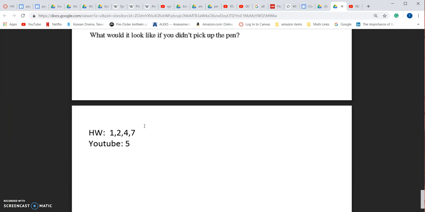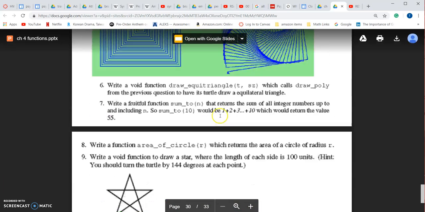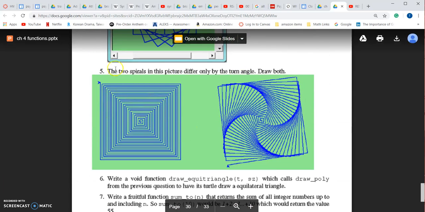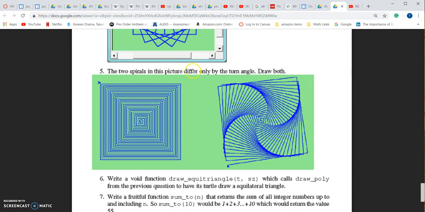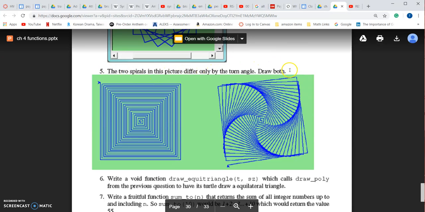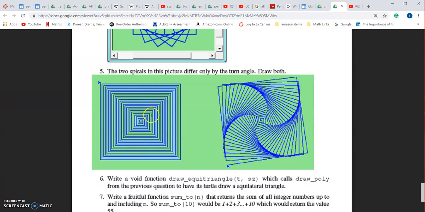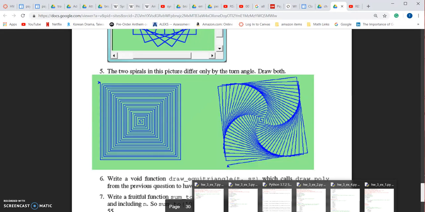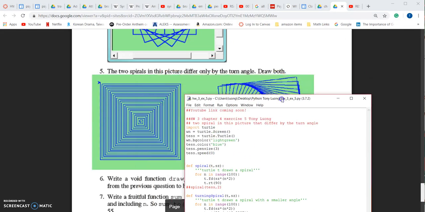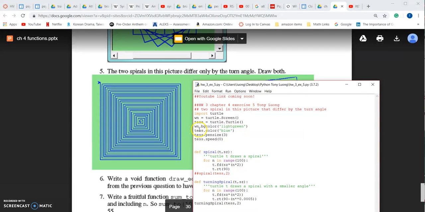Today we'll be doing the Chapter 4 video, Exercise 5. Exercise 5 says to draw two spirals in this picture that differ only by turn angle. Here we have a 90-degree turn, and it seems like right here the angle is slowly decreasing or increasing. Let's start off with the first one right here.